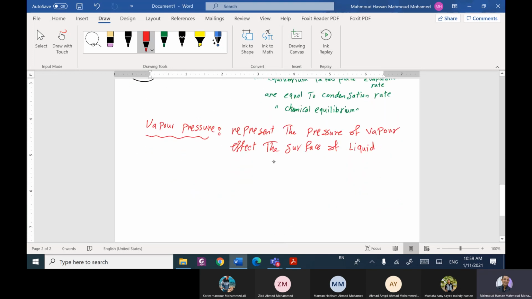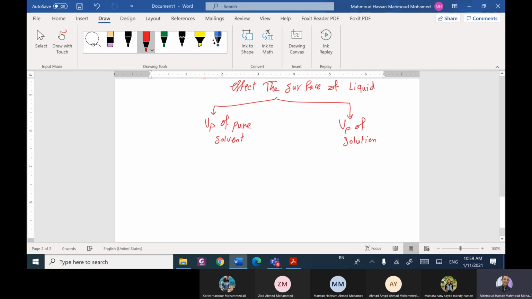And this is classified into two states: vapor pressure of pure solvent and vapor pressure of solution. In case of the pure solvent, we'll find the vapor pressure is high, since no solute molecule is attached to the pure solvent.